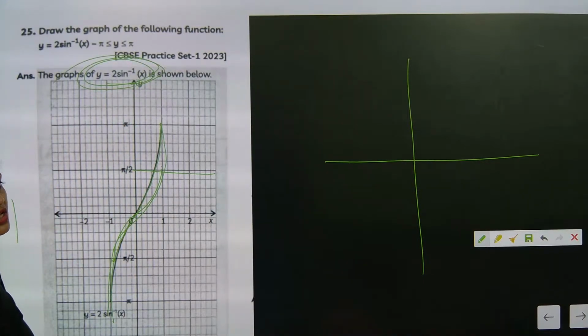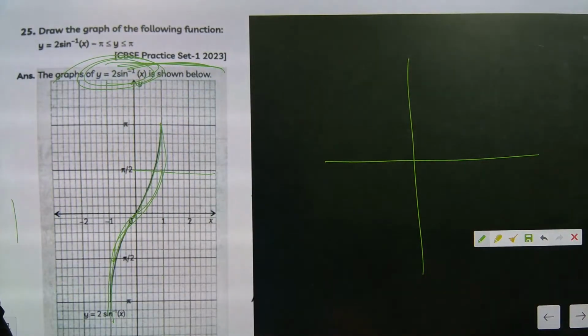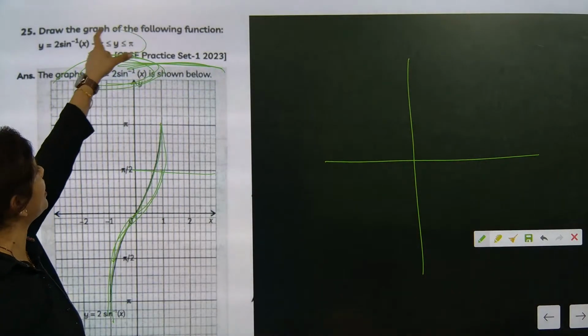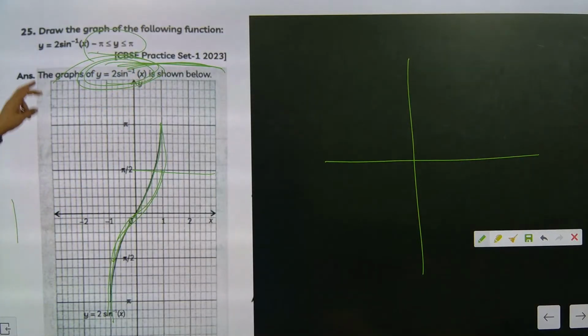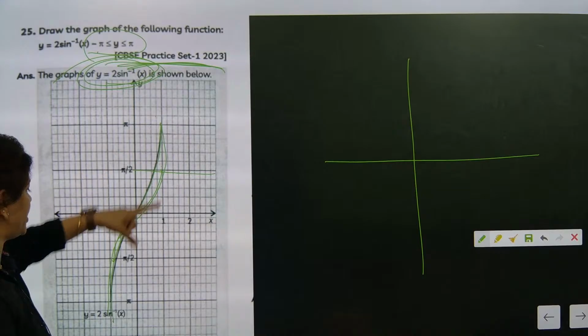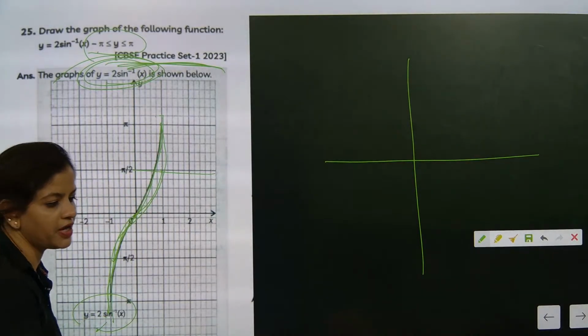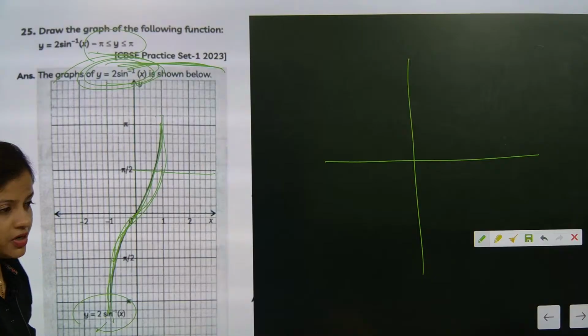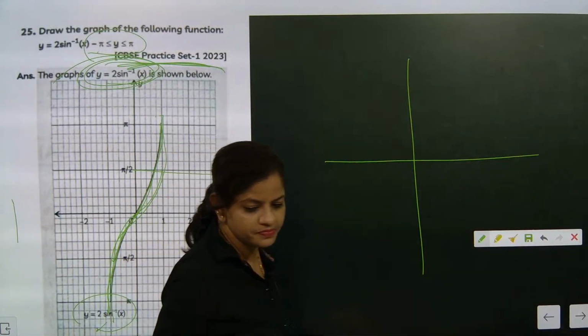At maximum they can give a question like this. In the practical set they have given this question. So you need to understand that they have given the value between minus pi and plus pi. When they give you this, you just substitute 1 to minus 1, and the value comes between minus pi and plus pi. This must be remembered, otherwise problem will come.